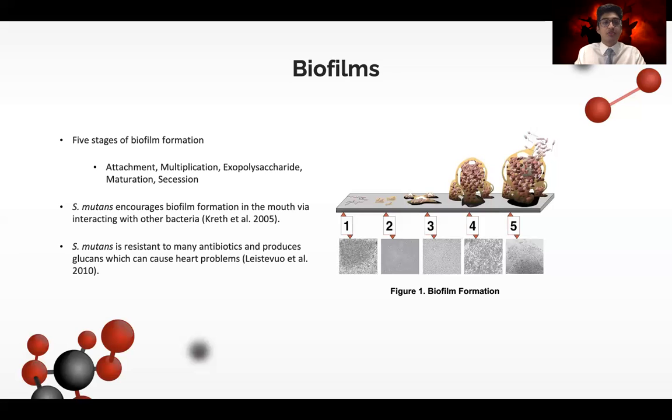Streptococcus mutans also produces glucans, which can cause heart problems. This is because Streptococcus mutans can enter the blood vessels that are present in the mouth and travel to the heart. This causes infective endocarditis, which is an inflammation of the heart, which can cause a whole host of health problems later down the road.